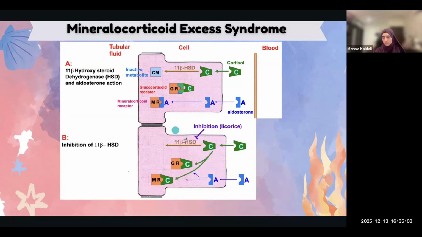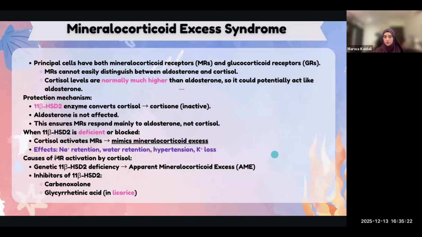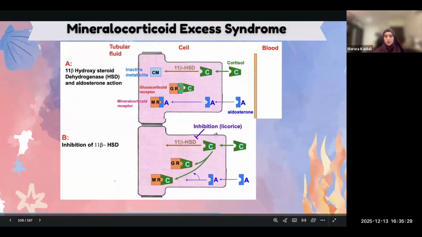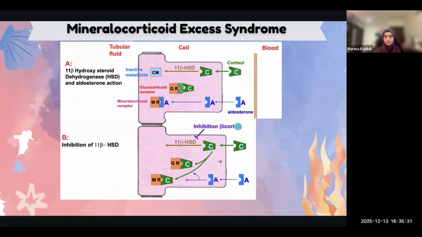Is that clear? Yes, so licorice actually is a cause of this because it can inhibit this enzyme. So when we don't have this enzyme, we're going to have the excess cortisol binding to the mineralocorticoid receptor. This is why licorice is a main cause of this disease. We have other causes over here. It can be a genetic cause, or it can be caused by a drug called carbenoxolone. I would say make sure to know licorice.